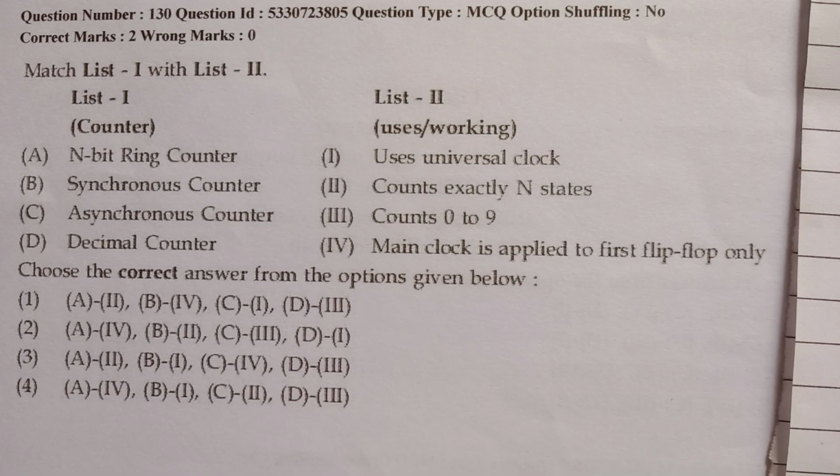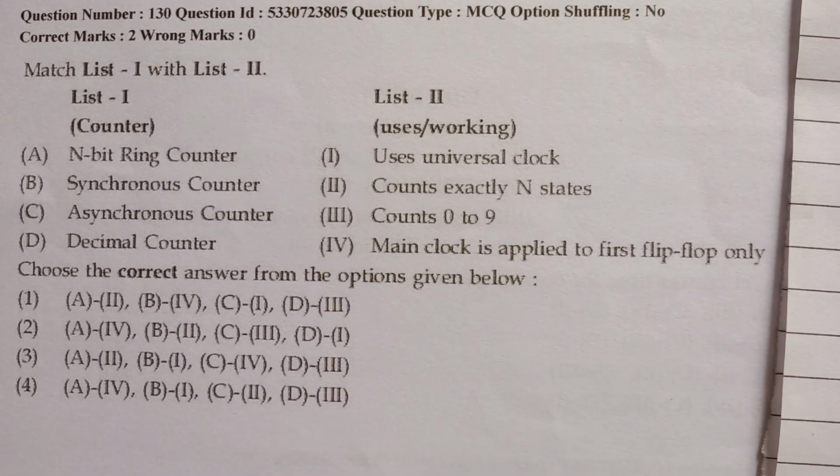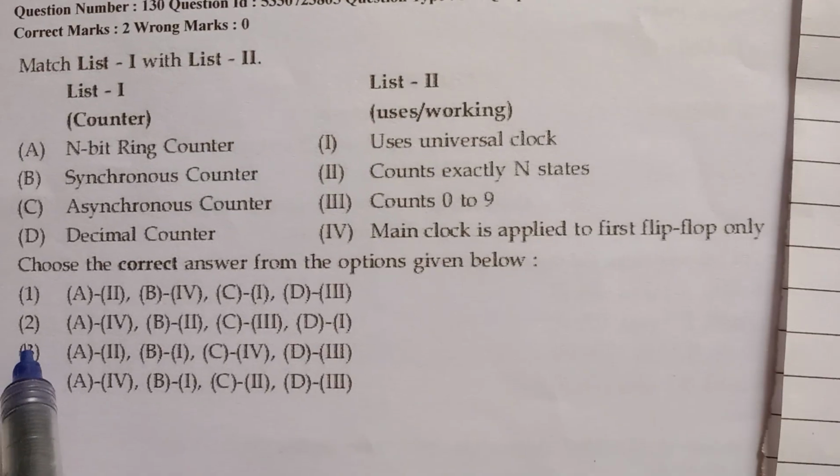So C4, A2, B1 and D3. That is, the decimal counter counts 0 to 9. So the correct option is option number 3.